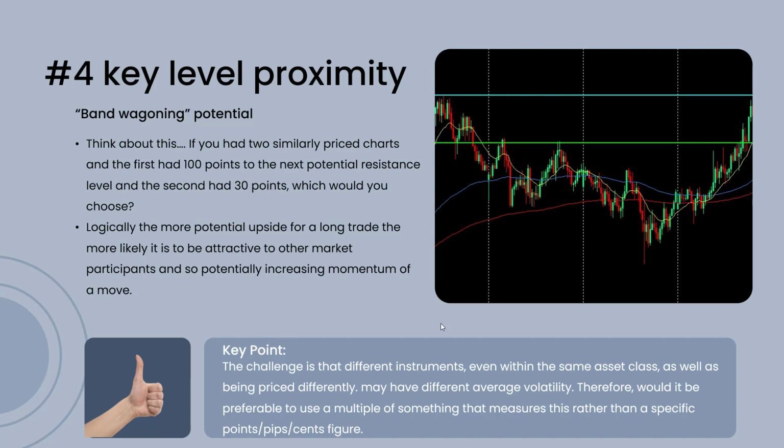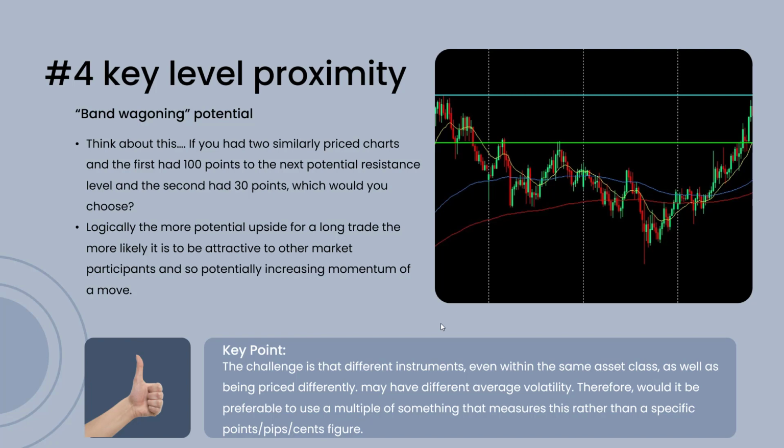So once again, the challenge is that, as well as being priced differently, different instruments, even within the same asset class, might have different average volatility. So we can't use pips or points because if we compare, say, for example, the Aussie Kiwi, which is quite a highly correlated currency, to the Aussie Yen, which is far, far less correlated, then a 15 pip move on the Aussie Kiwi is quite significant potentially in terms of its average movement, whereas a 15 pip move on the Aussie Yen is nowhere near as significant.